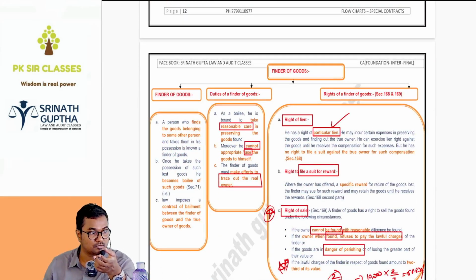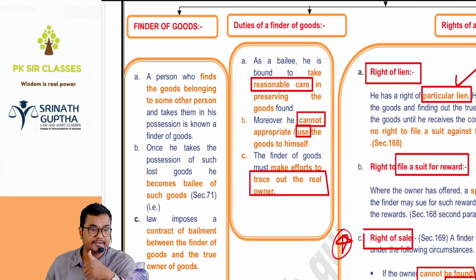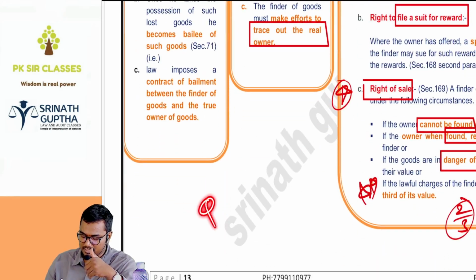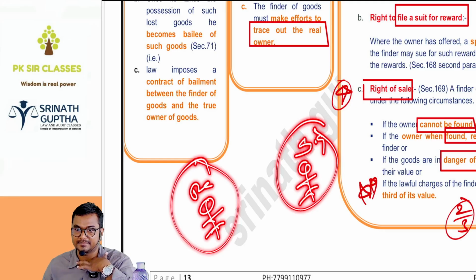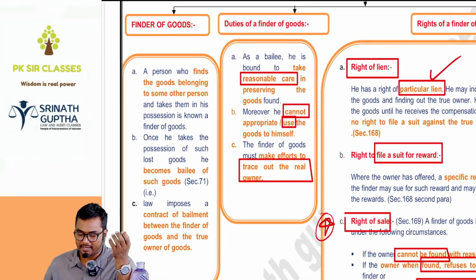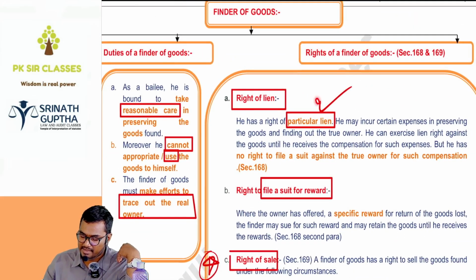Next one is the finder of lost goods. There is a constructive contract between the finder and the loser. Here the loser is deemed to be the bailor and the finder is deemed to be the bailee. For example, Ramchandra lost his bag and I find the bag, so he is deemed to be the bailor and I am deemed to be the bailee. Next, duties of the finder of the goods. What is my duty? I have to take reasonable care of that bag, I cannot use the goods in the bag, and I have to make efforts to trace the real owner.